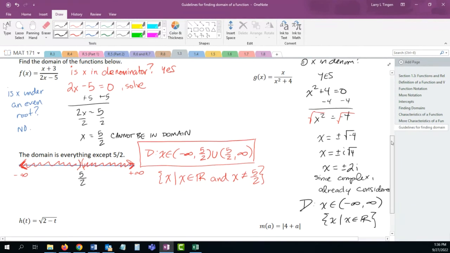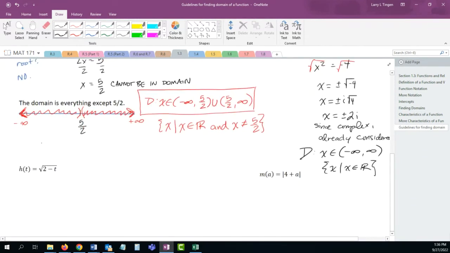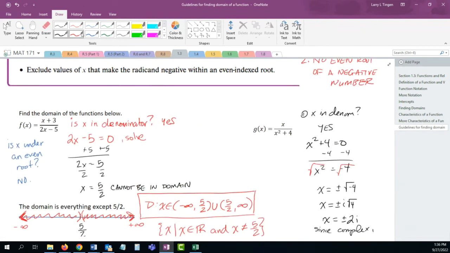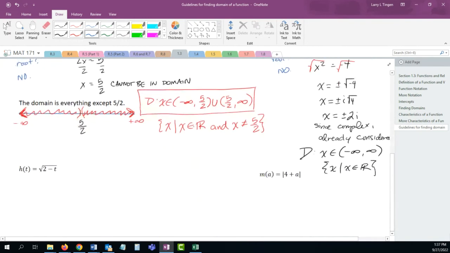Let's get the last two. On the bottom left, h of t is the square root of 2 minus t. Oh, wait a second, sorry. I didn't do the second part, because I already knew the answer. The second question is, is x under an even root, and the answer is no. So I don't have to worry about that step. Step 1 is, is x in the denominator? Yes, work it out, figure out what's included and what's not. Then come back to the second question, is x under an even root? No, so we don't have to worry about that one.